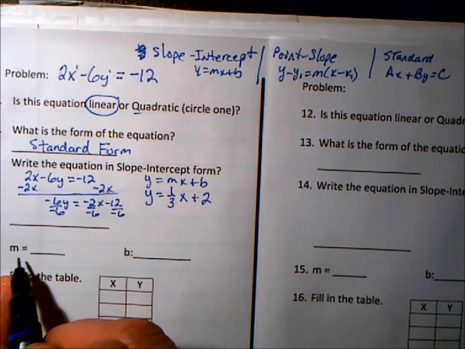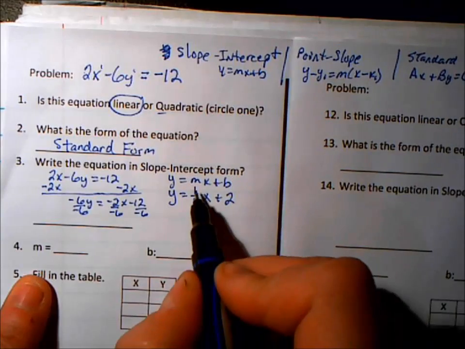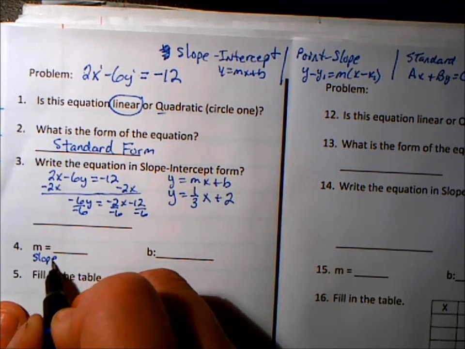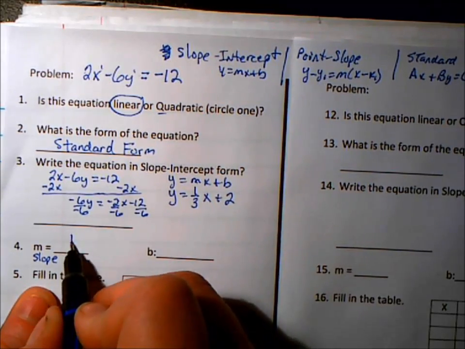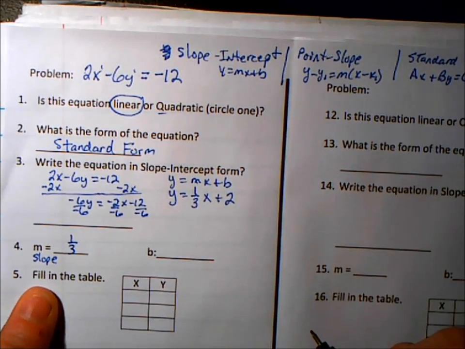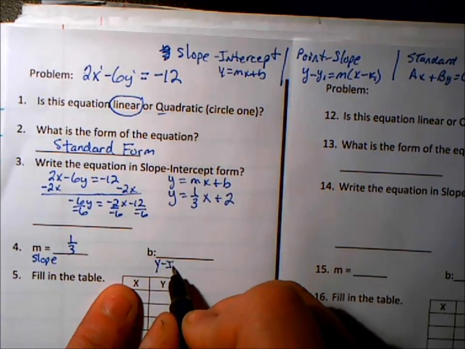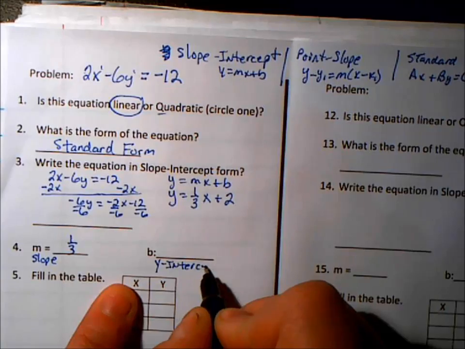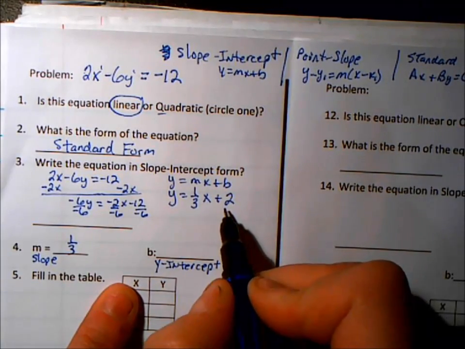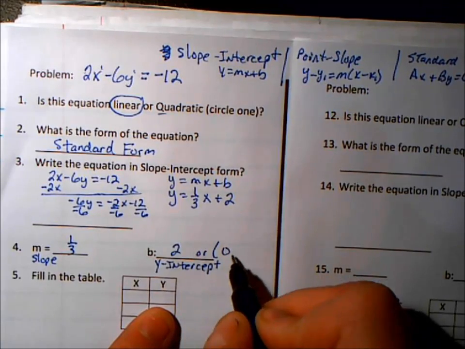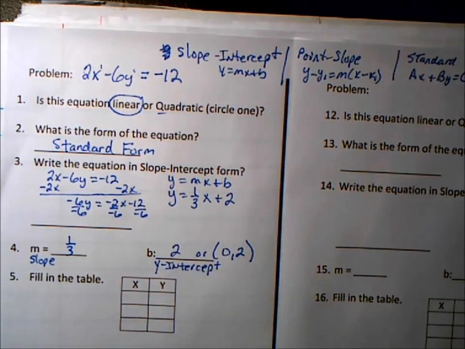And then on question number 4, it says what is the slope, which is what is m. Remember, m means slope. If I'm looking here, that means my slope is 1/3. And then the b, which is the y-intercept, is the other number, which is 2, or you can write it as a coordinate of 0, 2.